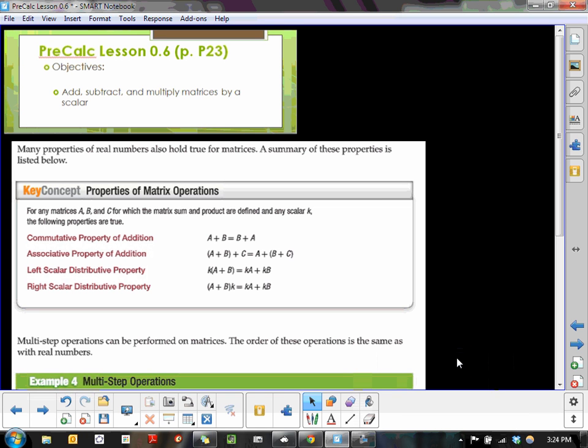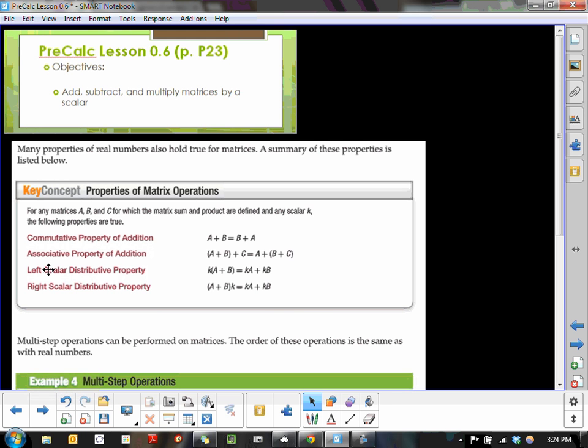Next, our discussion hinges around some of the properties of matrices. Many of the properties of real numbers also hold true for matrices. A summary of these properties is listed below. The properties that we have on real numbers, the commutative, associative, and distributive property, also hold in matrix operations.